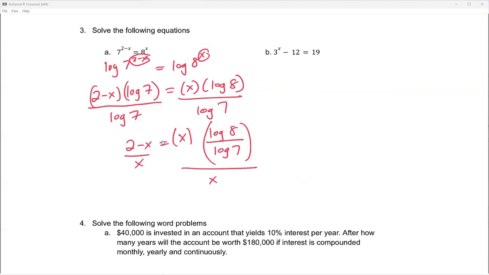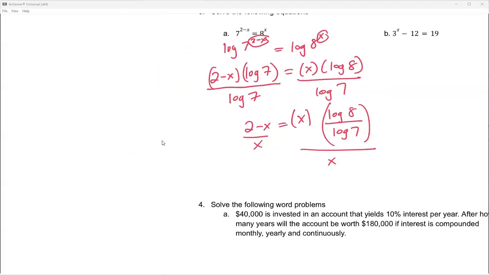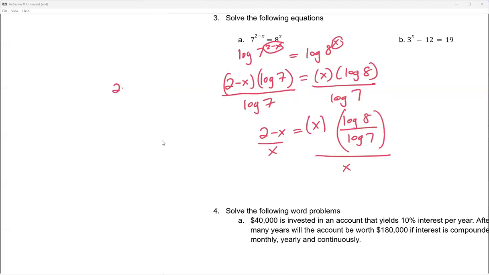And so this is where your algebra really comes in handy. So this is going to be 2 minus x over x is equal to log 8 over log 7, because these cancel out. The easiest thing to do now is just to do log 8 divided by log 7 on your calculator. So that is 1.06. So 2 minus x over x is equal to 1.0686.